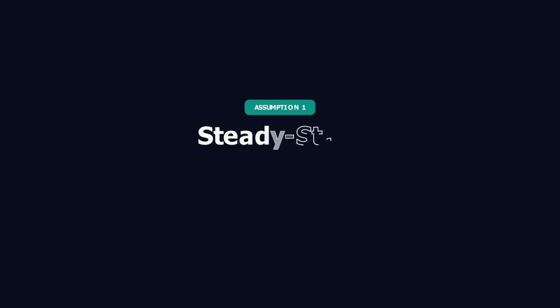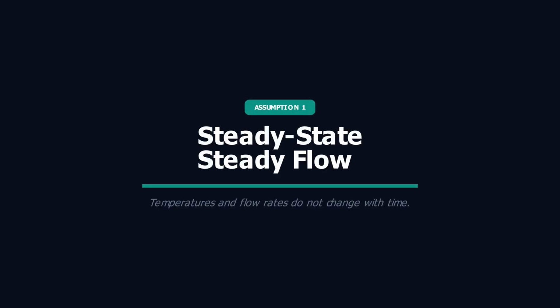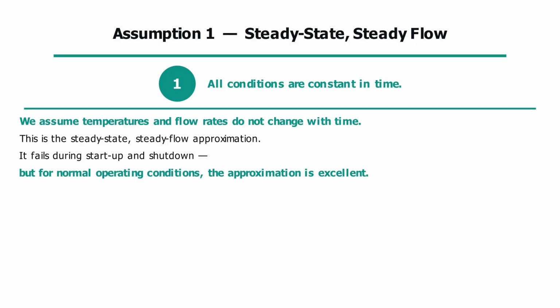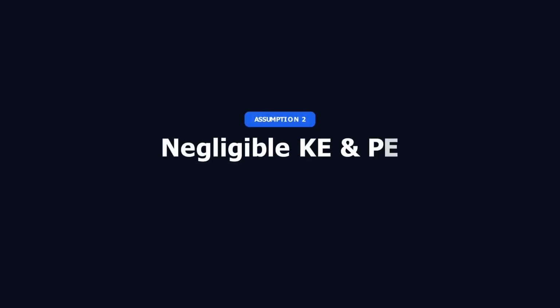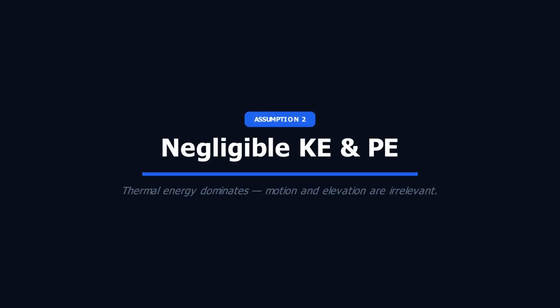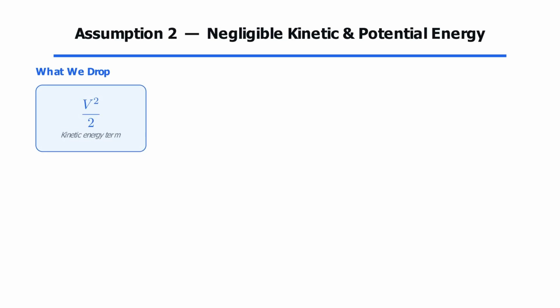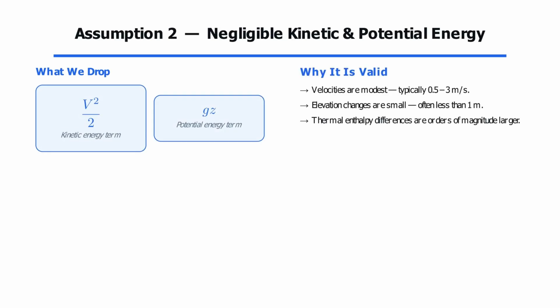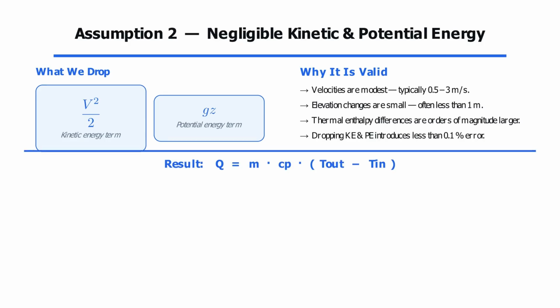1. Steady flow. We assume the temperatures and flow rates do not change with time. This is the steady-state, steady flow approximation. It fails during startup and shutdown, but for normal operating conditions, it is excellent. 2. Negligible kinetic and potential energy. The velocities in a heat exchanger are modest, and elevation changes are small. The energy associated with fluid motion and position is tiny compared to the thermal energy exchanged. We drop those terms from our energy balance.